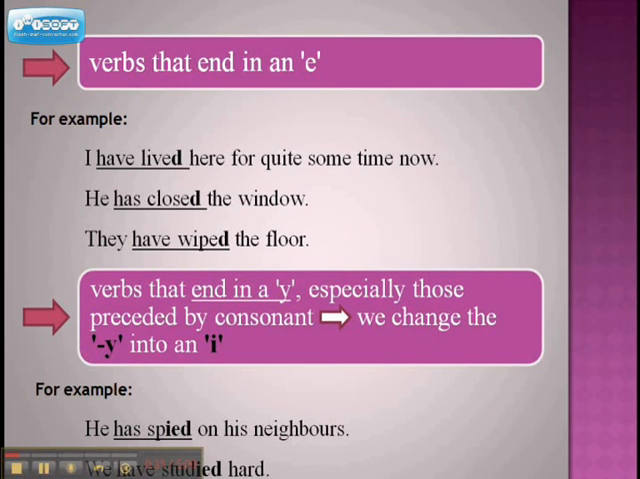With verbs that end in e, we have, for example, I have lived here for quite some time now. He has closed the window. They have wiped the floor. And you can see that we only add the d.